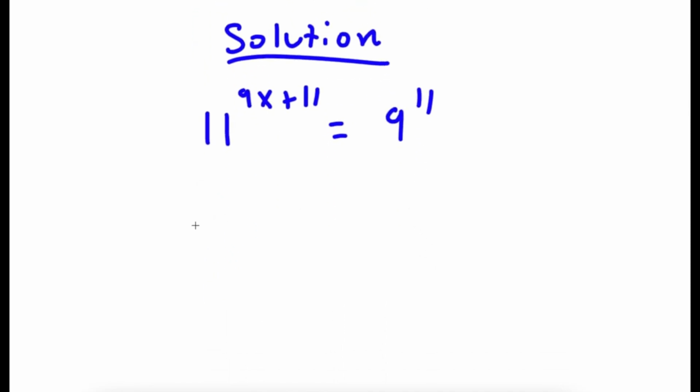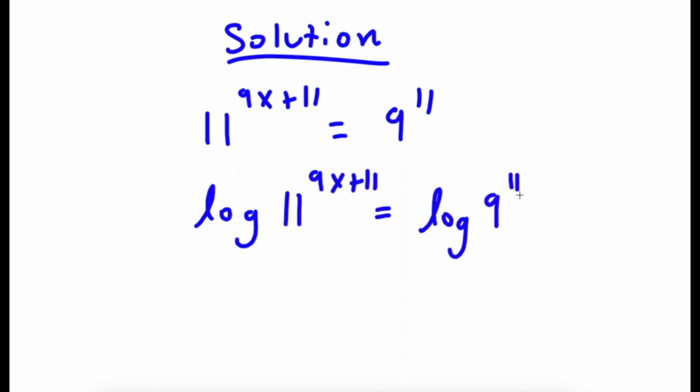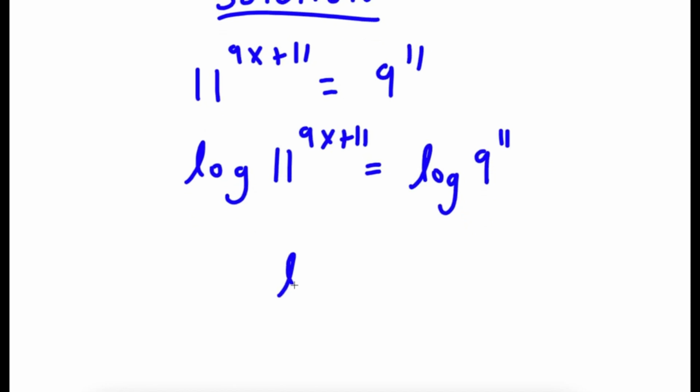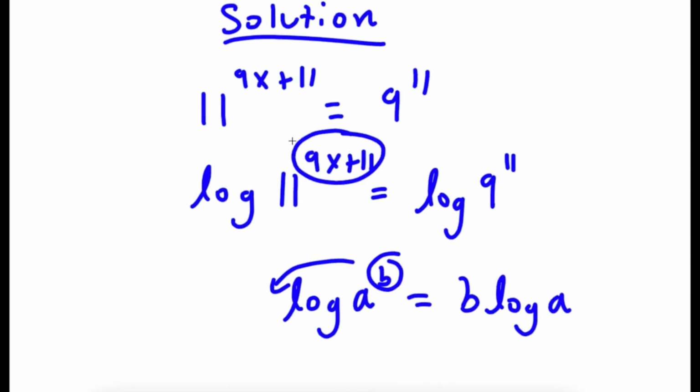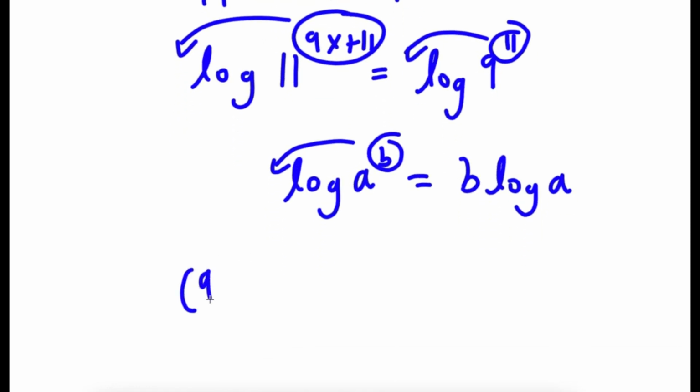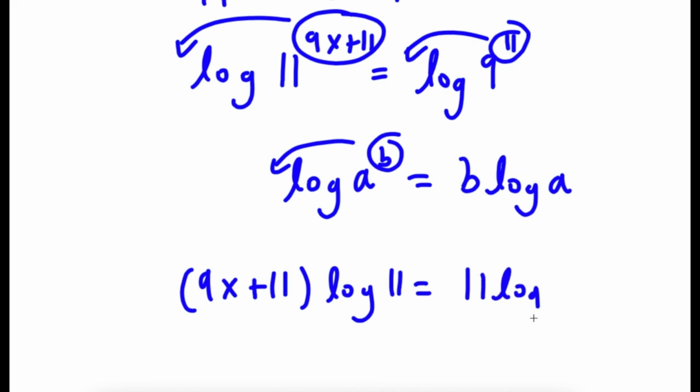Now if I take the log on both sides, I have log 11 to the power of 9x plus 11 is equal to log 9 to the power of 11. If I have something in the form log a to the power of b, I move this exponent of b to the front. So this is equal to b times log a. So I can move 9x plus 11 to the front, and I can move 11 to the front. So now I have 9x plus 11 times log 11 is equal to 11 times log 9.